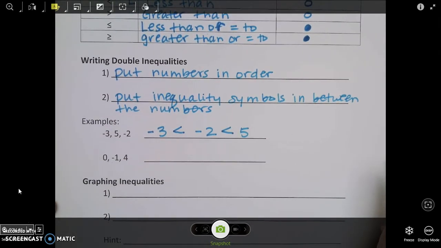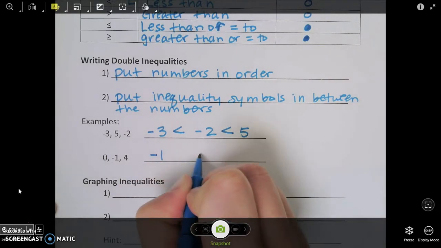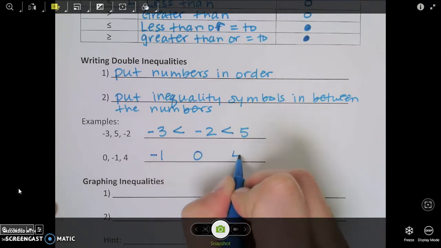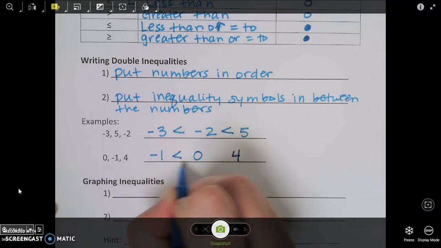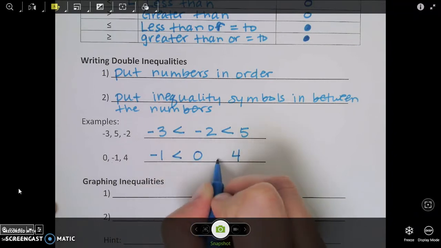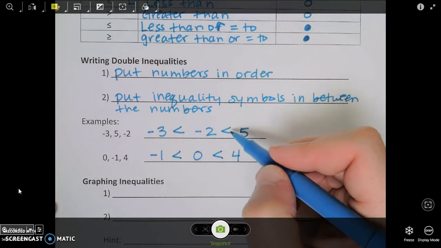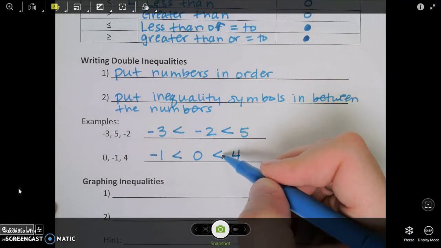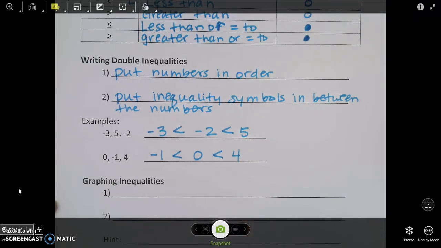Next one, 0, -1, and 4. Again, I'm going to put them in order from least to greatest. So that would be -1, space, 0, space, and then 4. -1 is less than 0, so that's the symbol I use, and 0 is less than 4. If you notice in both of these examples, the symbols are the same and they're going in the same direction. You'll find that when you write double inequalities that should always be the case.